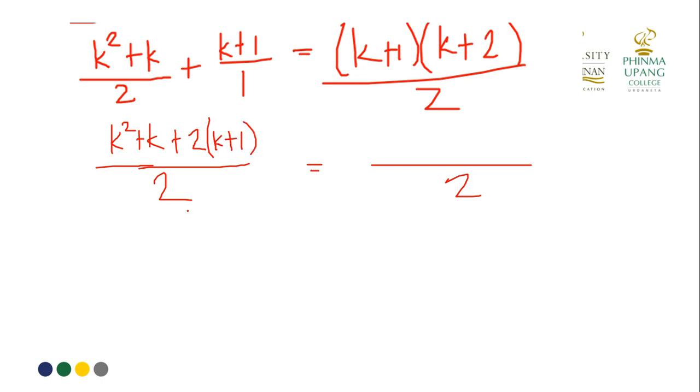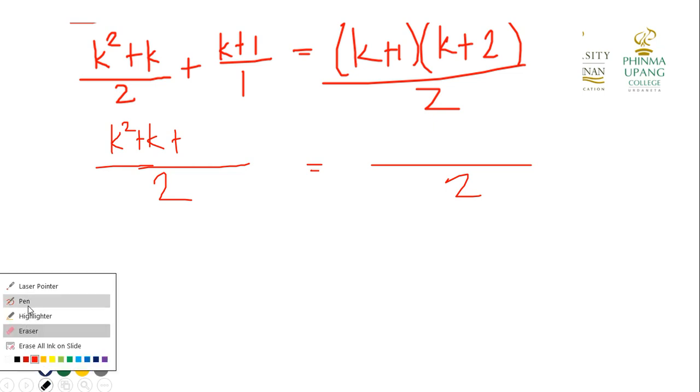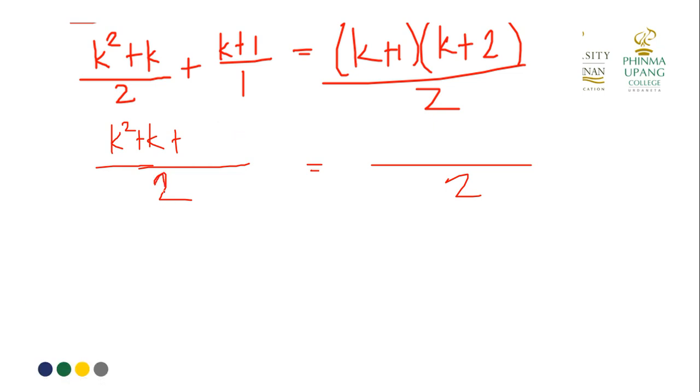Nagets nyo po? Hindi ko pa siya dinirect na isosolve ha. Parang 2 divided by 2 is 1. Then multiply k plus 1 to 2. Which is same lang po siya sa format na ito. Alright, nasundan po. Pwede po pa ulit? Okay. Thank you po. What is 2 divided by 1?